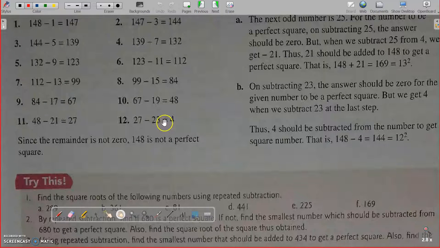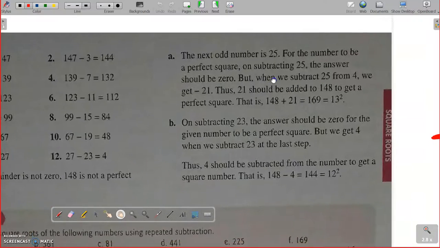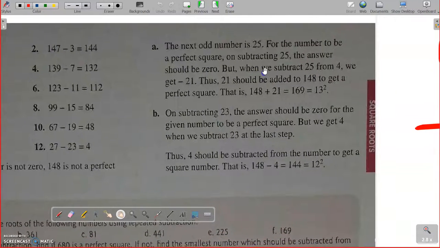Now what will be added? So the next number is how much? After 23 comes 25. So for making it 25, what should be added? 21. So 21 can be added to make it a perfect square, or 4 can be subtracted to make it a perfect square. The same thing has been explained over here. It has been said the next odd number is 25. For the number to be a perfect square, on subtracting 25 the answer should be 0. But when we subtract 25 from 4, we get minus 21.